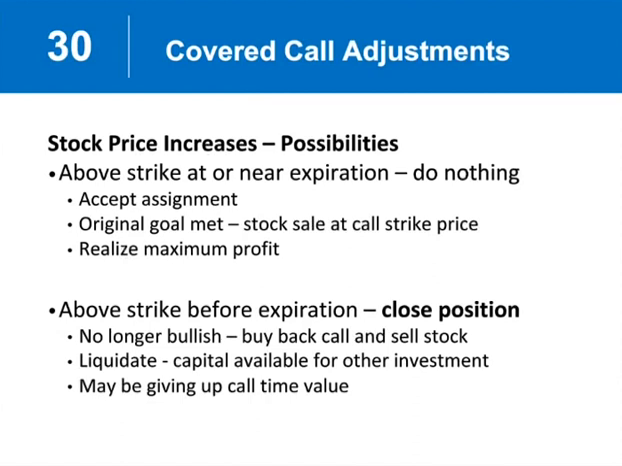Now, if we're before expiration and the stock goes to the strike and our forecast changes, in other words, we think that the stock may be vulnerable, you can consider buying the call back, selling the stock, and closing out the position. Now, of course, you would give up whatever premium you had to do that for. Obviously, you'd be leaving that on the table.